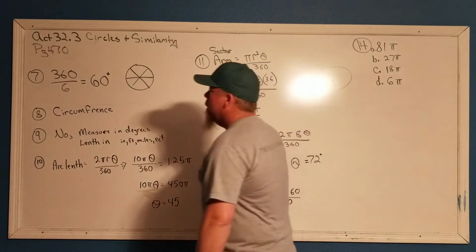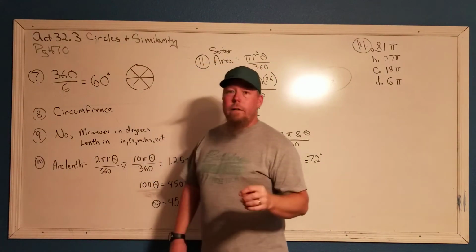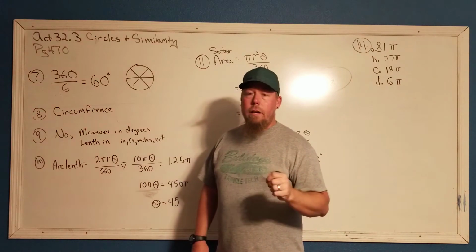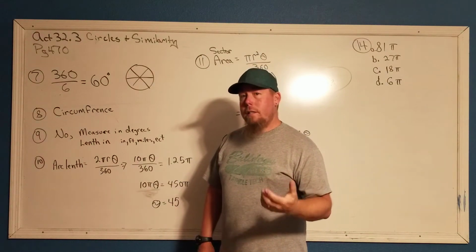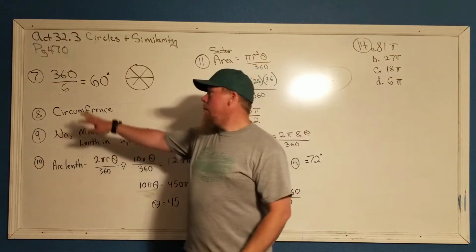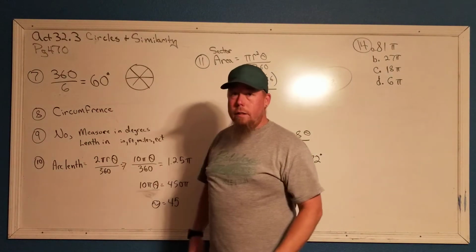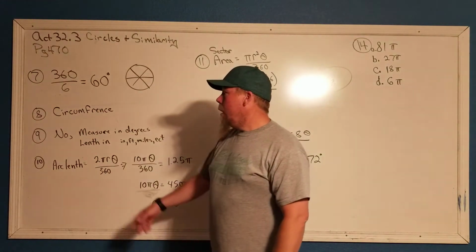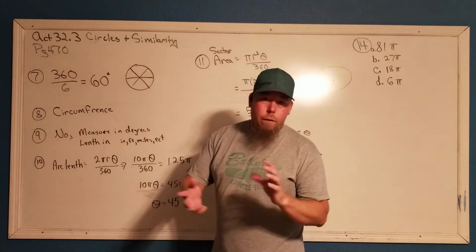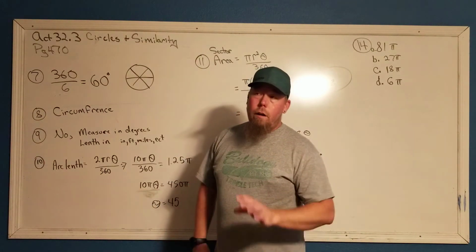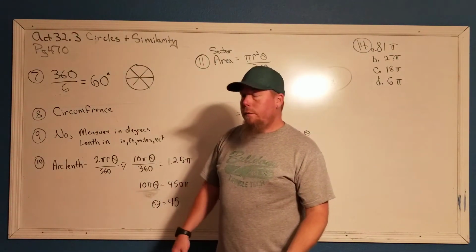Question number 7 talks about how you would find the central angle for a circle that's divided into 6 equal sectors. You would just do 360 over 6, so you get 60 degrees. Hopefully that's pretty straightforward. Number 8, what do they call it when you add up all the arc lengths of a circle? That would just be the circumference.